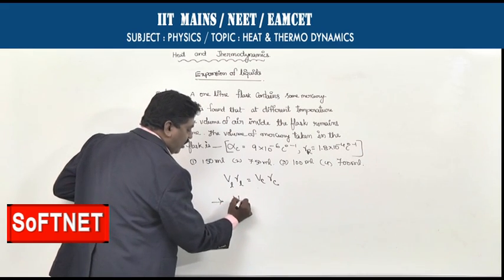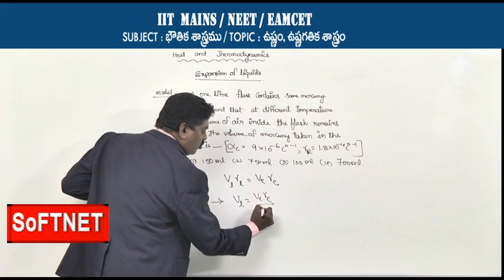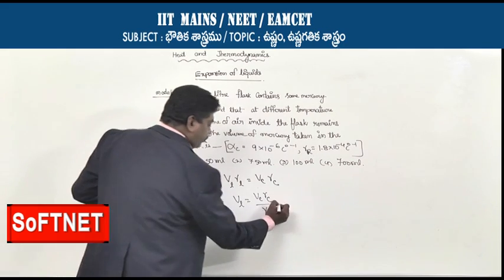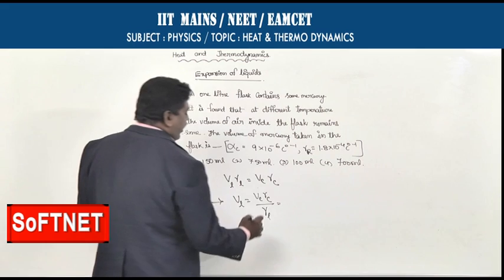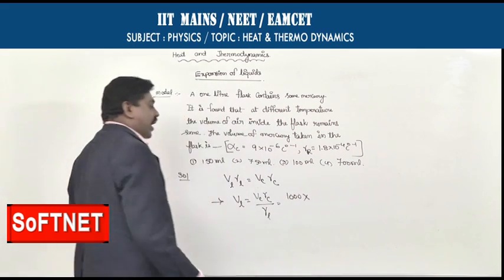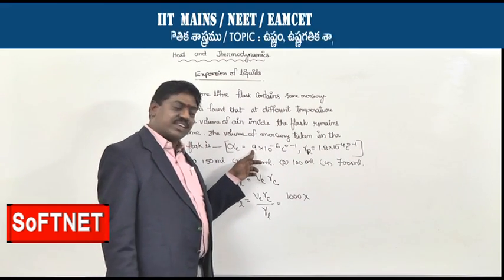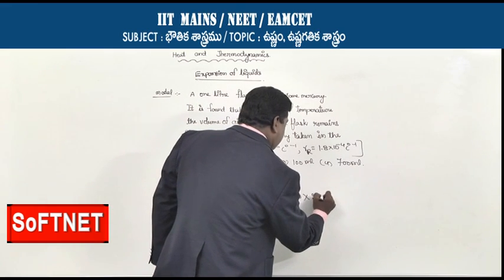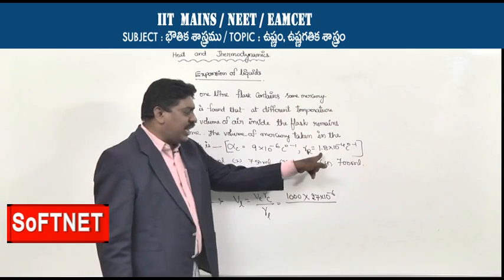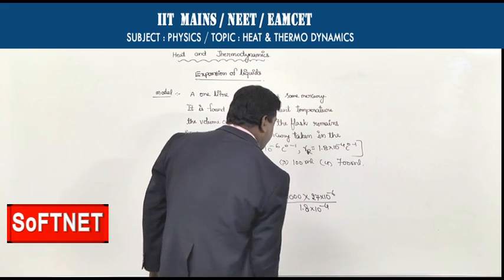From this we are having V_L is equal to V_C γ_C divided by γ_L. Now the volume of the container is given as 1 liter. 1 liter I can write as 1000 ml, and the γ value of the container is 3α_C. 3α_C is 3 nines are 27, so 27 into 10 to the power of minus 6 divided by γ_L. γ_L of the liquid is given as 1.8 into 10 to the power of minus 4.